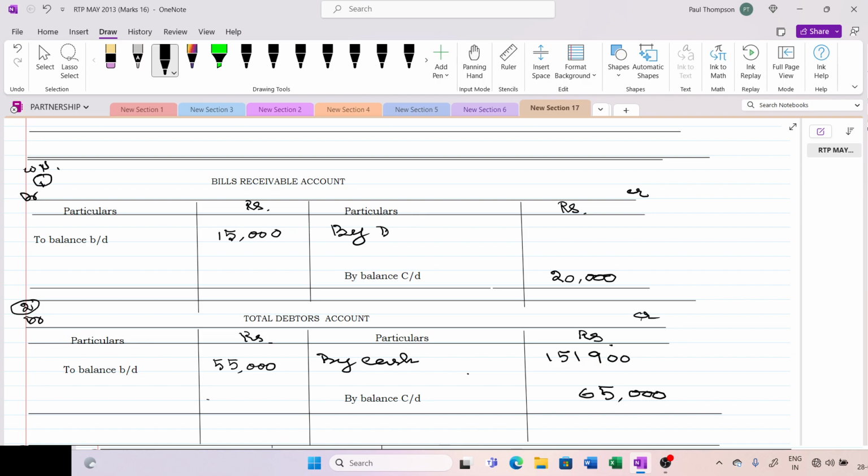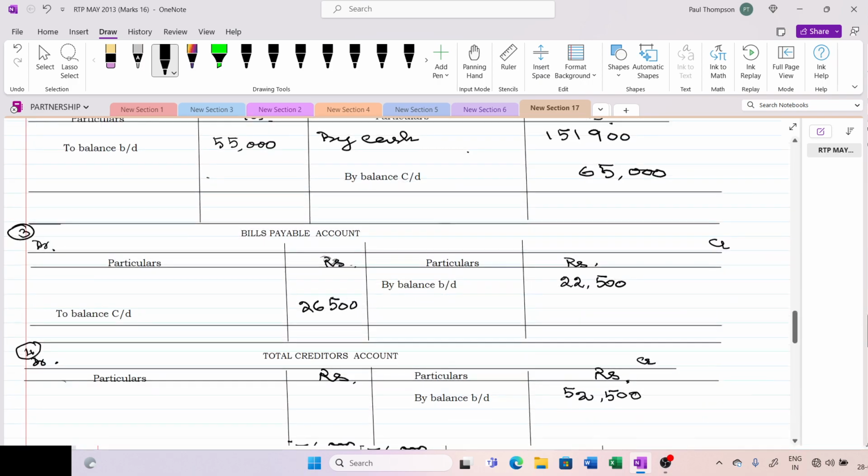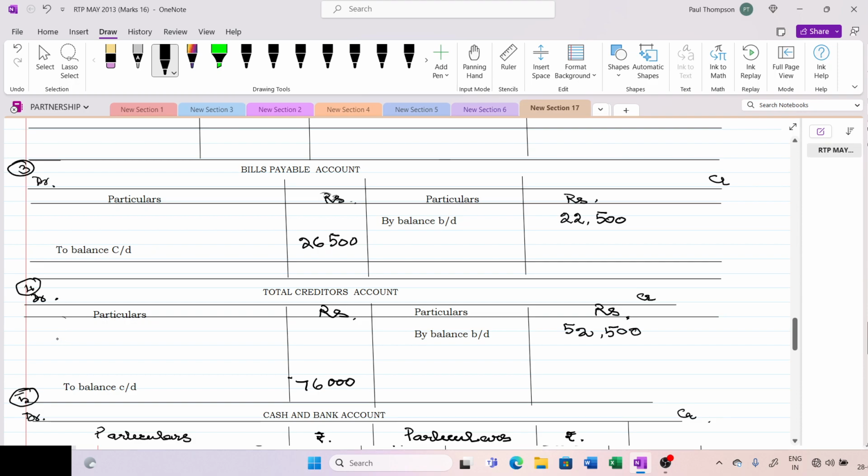Okay, second one. Then for bills receivable, cash received is by debt. Because cash account was debited, this account should be credited. Hope this is clear to all of you. 65,000. Next item, payment made to creditors. So there it was on the credit side; here you have to write it on the debit side. To cash, they have made a payment of 3,06,000. For bills payable, they have made a payment of 80,000 to cash.